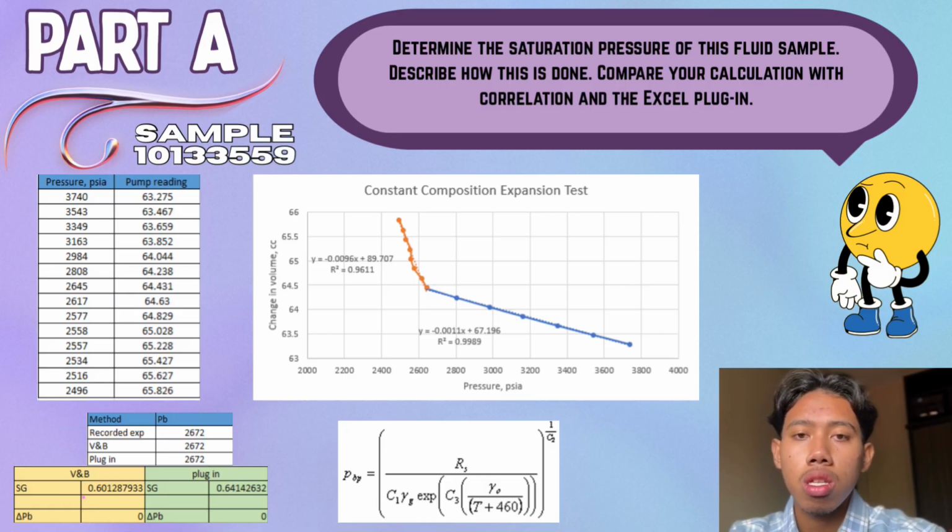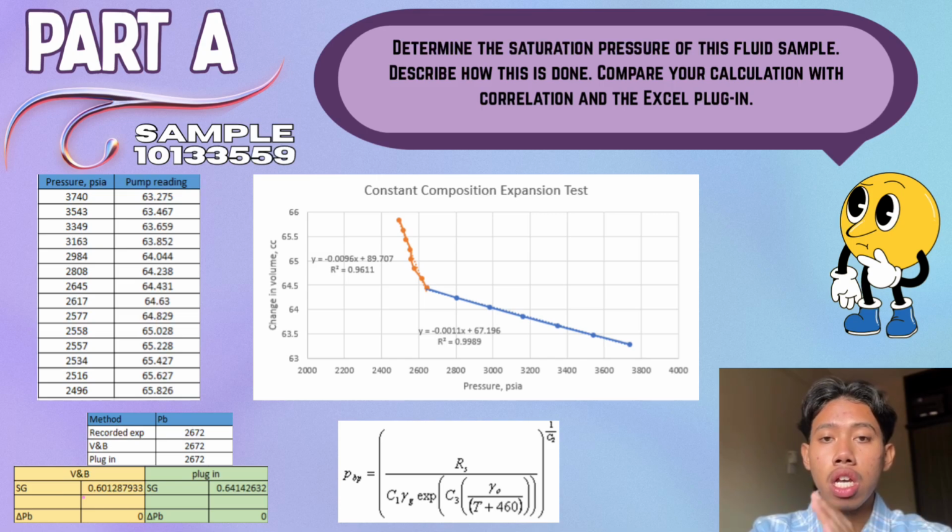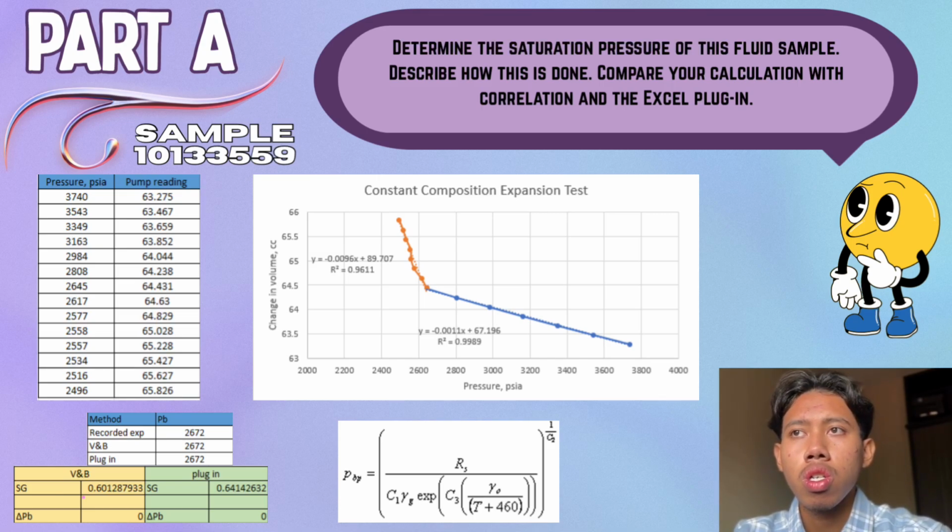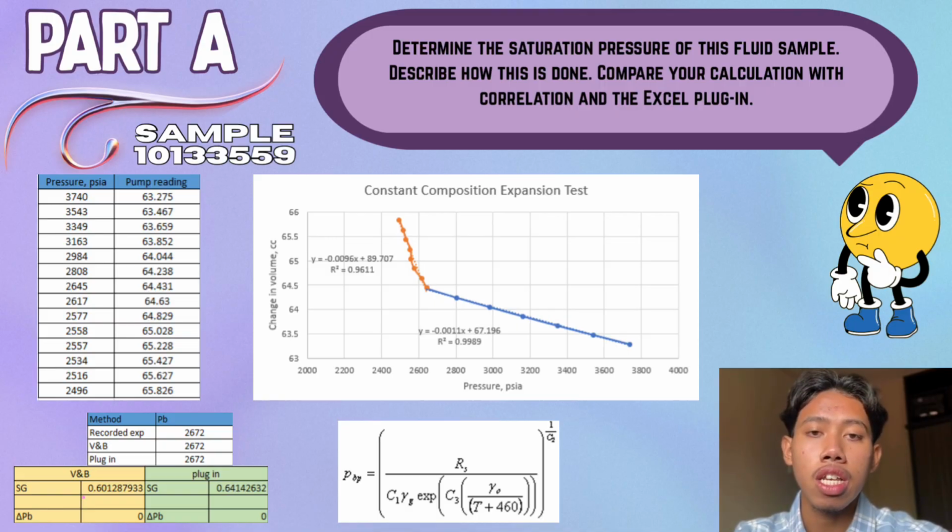The result when we use the constant composition expansion CCE test is we get the saturation pressure of 2648.35 when we do the intersection between the 2 trends of the graph. Next, when we use the correlation of Westphalia index, we get the result of 2672 psia. And the last one, when we use the Excel plugin, we also get a saturation pressure of 2672 psia. So this is for part A for the sample code 101335559.